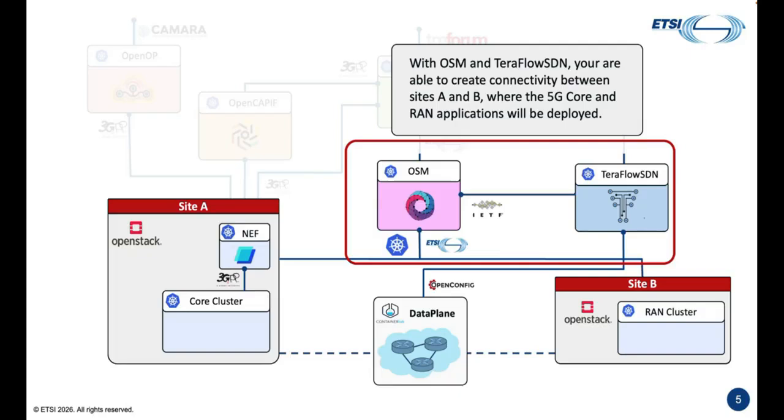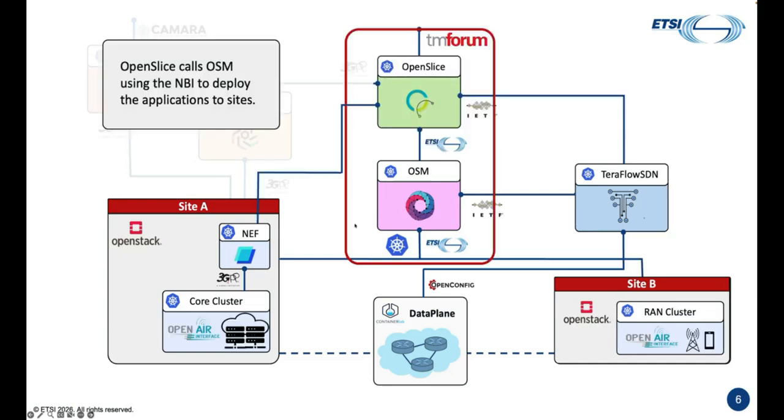In this case, the instructions are based on a network function descriptor and a network service descriptor, sorry, where you define between which sites you want the connectivity, and TeraFlowSDN is going to translate that request that is created in OSM into a programmable connectivity in an SDN network, which is simulated here using the Containerlab application. After that, once you guarantee that connectivity between the two sites, you can use OSM to deploy the application.